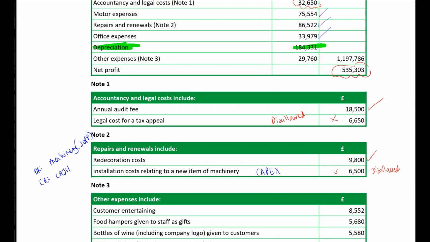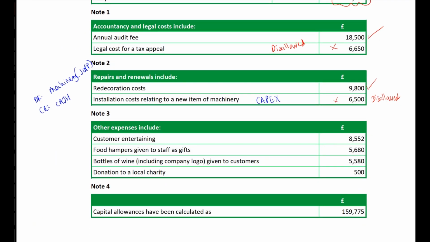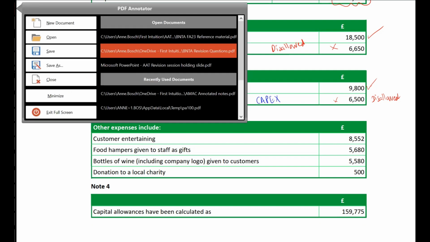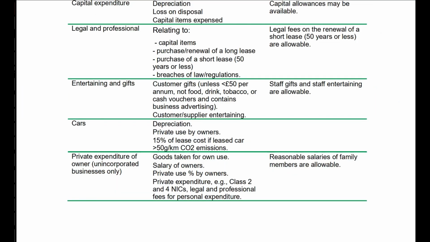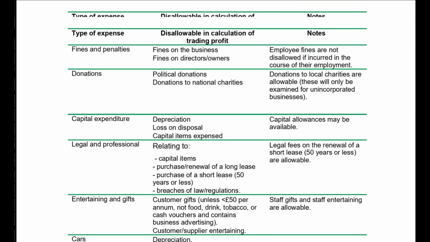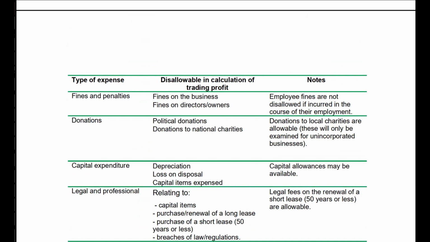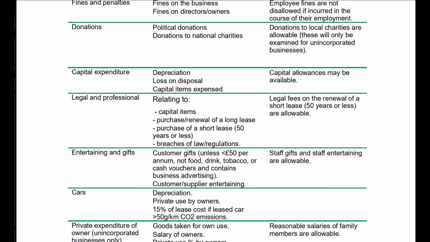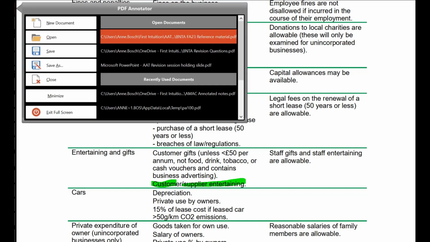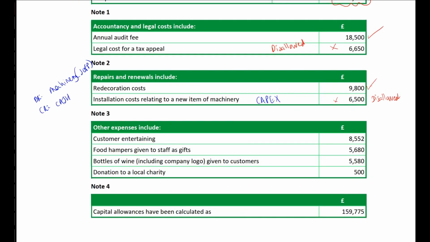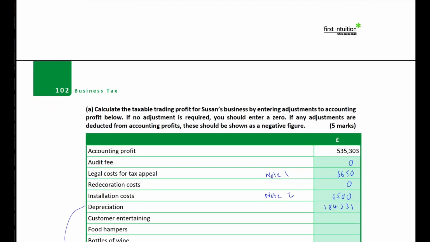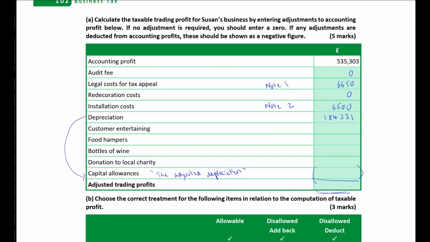Then we've got other expenses from note 3. Let's have a look. We've got customer entertaining. The reference material could possibly help you out here. Entertaining and gifts. It's headed up disallowable. And under entertaining and gifts it clearly says customer and supplier entertaining. So all the customer entertaining, in this case, the full 8552 is not allowed. I need to add it back on. So let's go to there and let's get it added back on.